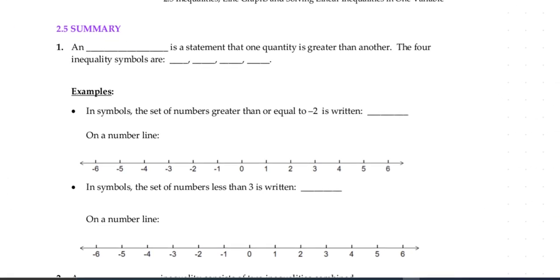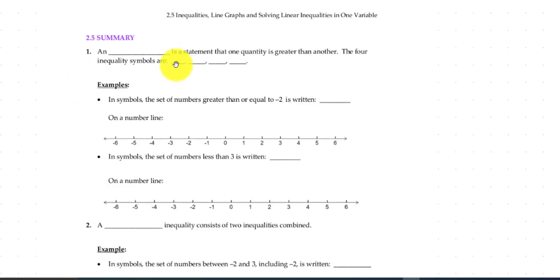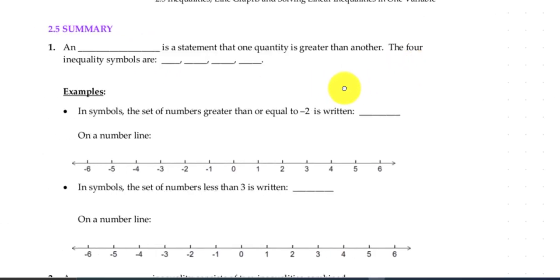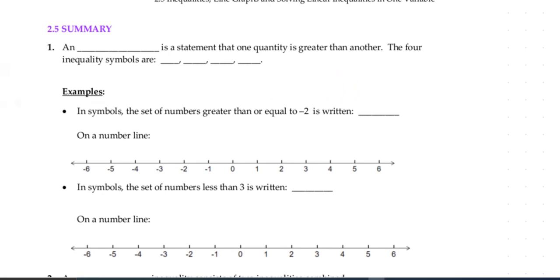This is the 2.5 summary from your book. I believe it's page 102 in your book. Actually, this is page 107 from your book. So we're going to fill in the blanks. Okay, let's see if I can make this slightly bigger. There we go. And change my pen. Okay, so I'm going to be writing on a tablet, so I apologize in advance for my handwriting.